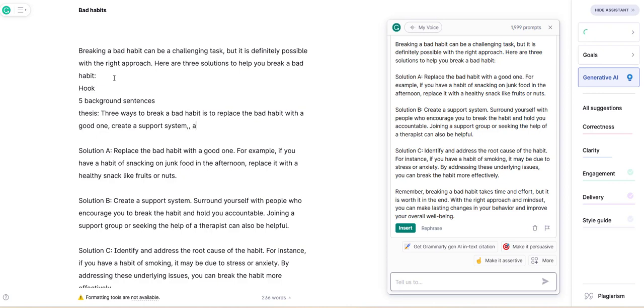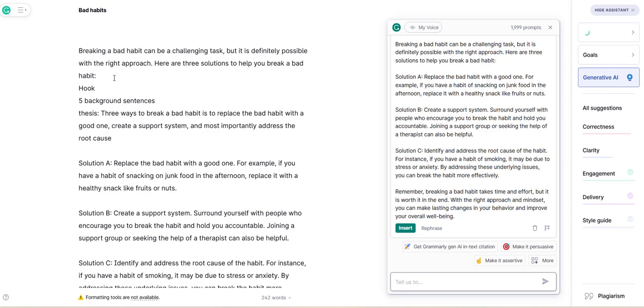Create a support system. Solution B. And most importantly, create a support system, and then address the root cause of the bad habit. That's your thesis statement. That's it. And then you're just going to write 5 sentences. So replace the bad habit with a good one. And then you're going to write 5 sentences about your thesis.